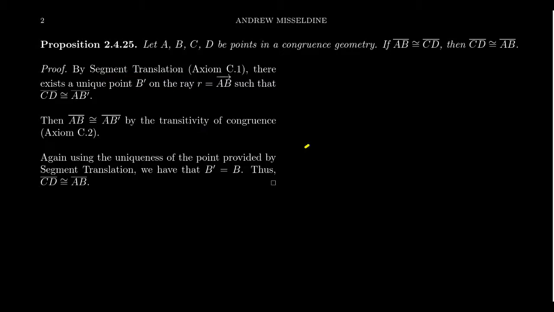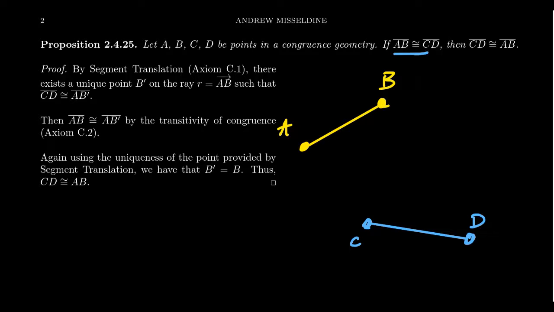So let's first start off with our segments here. We have our segment AB, we have our segment CD, so maybe something like this. Let me label it here, of course. So we have AB right here, we have BD right here, and then we're going to have CD right here. And so we know by assumption that AB is congruent to CD. That's an important observation in this consideration here.